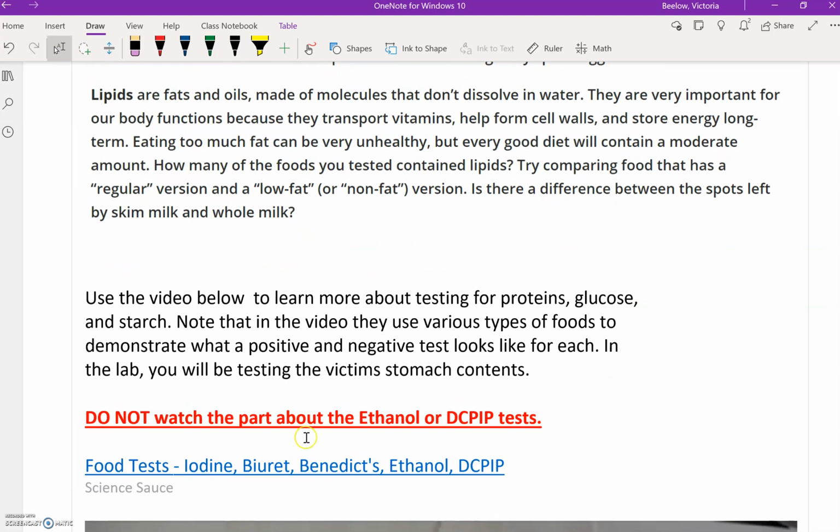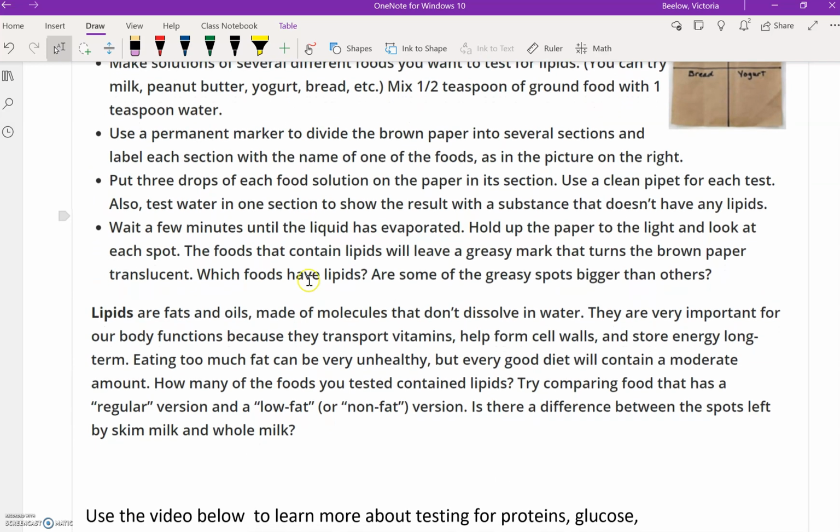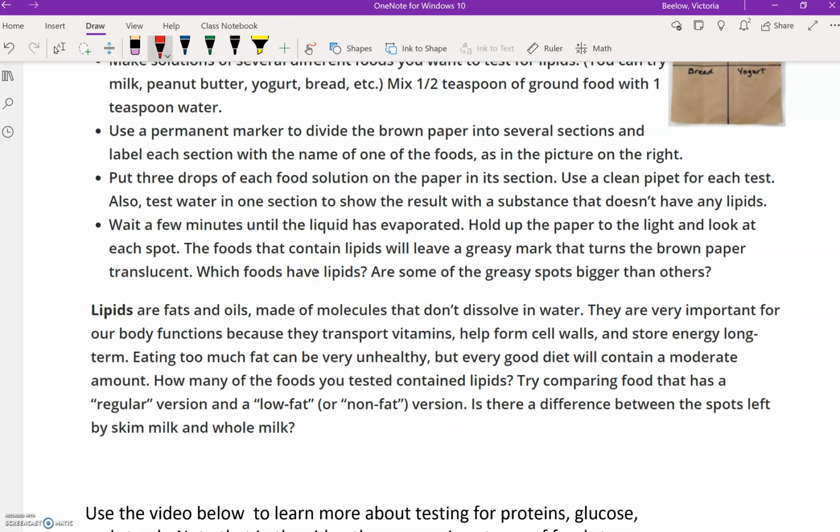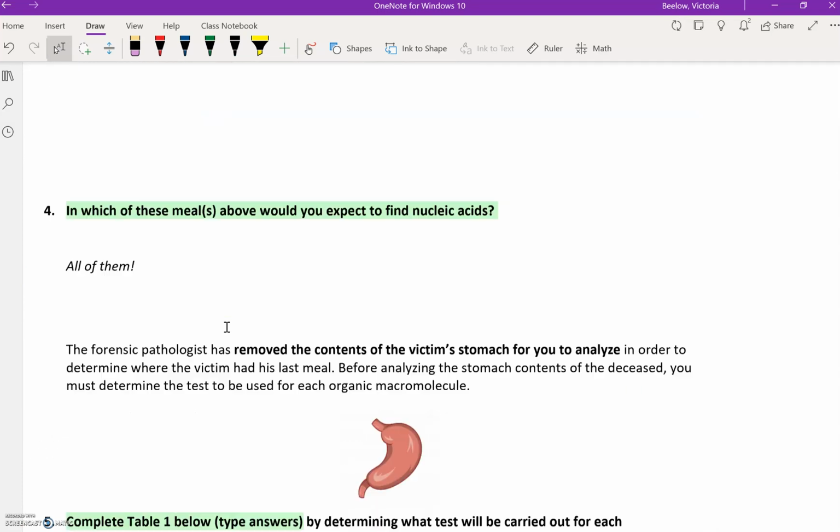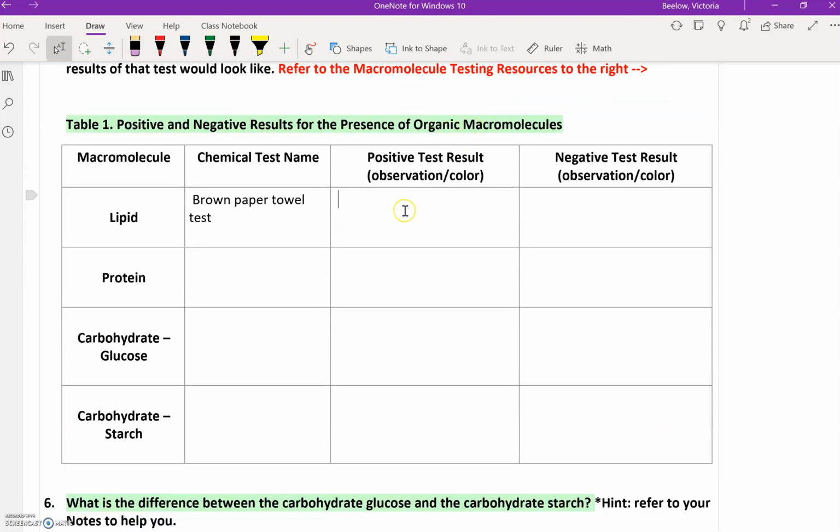And if there is, oh, here it is, this part right here. And if the macromolecule, which is lipids, is present, it will leave a greasy mark, which is translucent, okay? Which makes sense because lipids are fats and they leave a grease stain. So a positive test result would be translucent, a negative test result would be not translucent, okay?